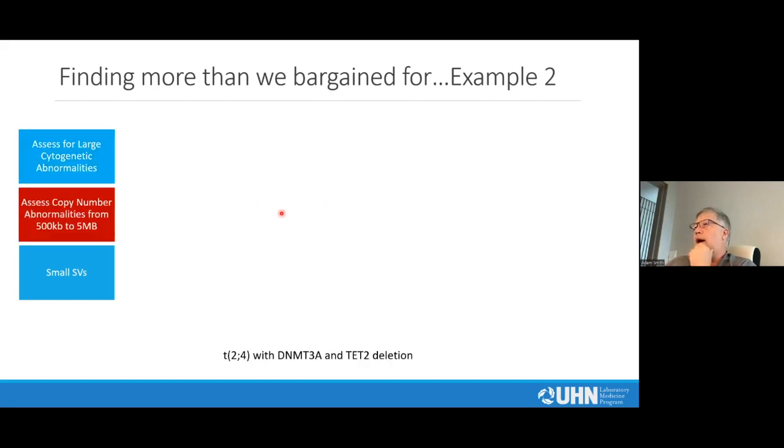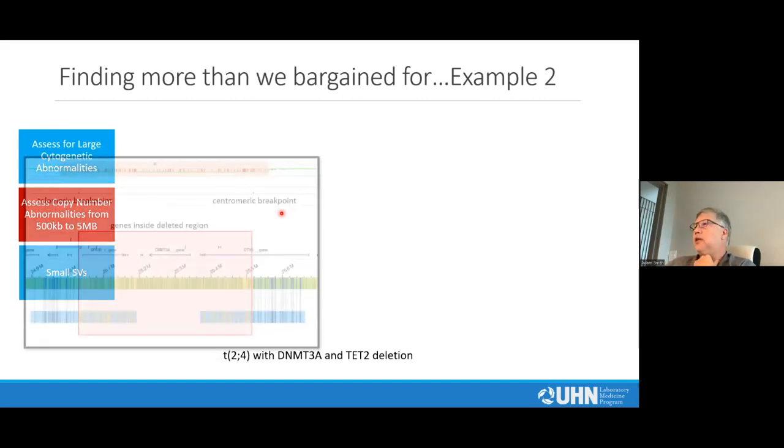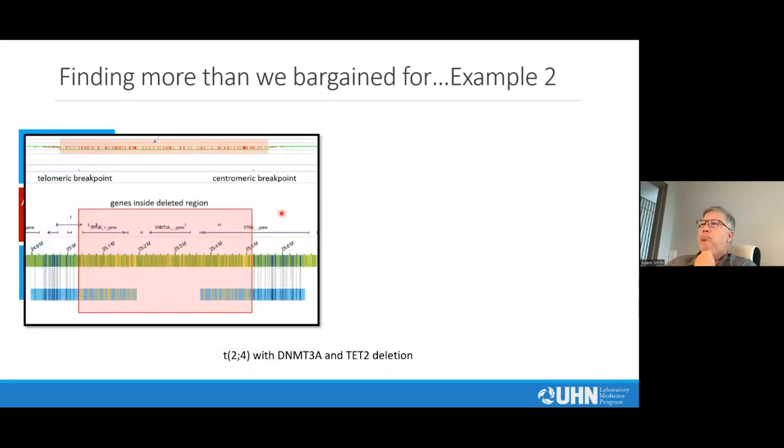So again, we then want to look at copy number abnormalities from 500 kilobases to 5 megabases. And in fact, when we look at the breakpoints of this translocation, you can see that there's a telomeric breakpoint and a centromeric breakpoint for each of the derivatives, and that the intervening sequence between these breakpoints is deleted.